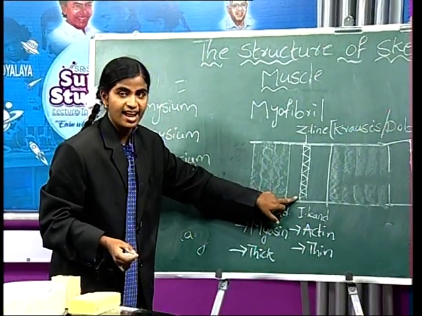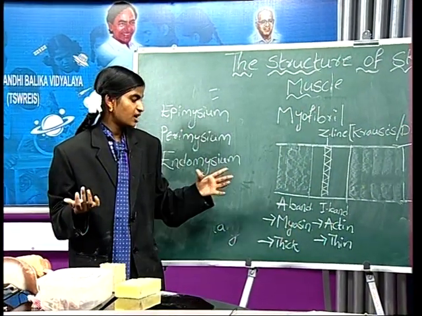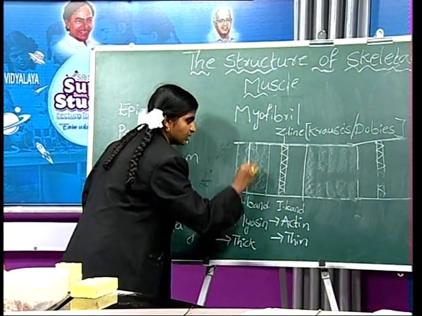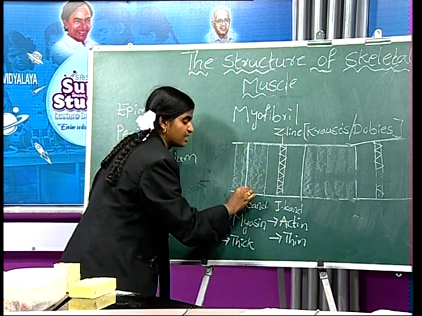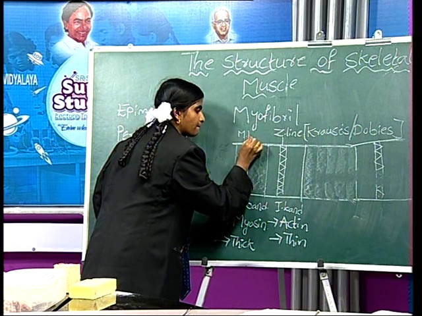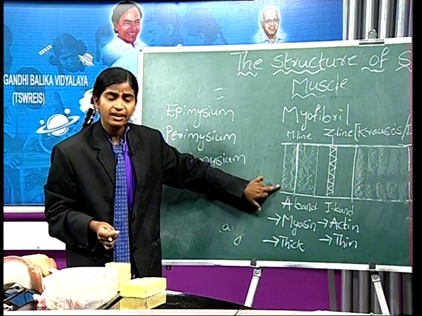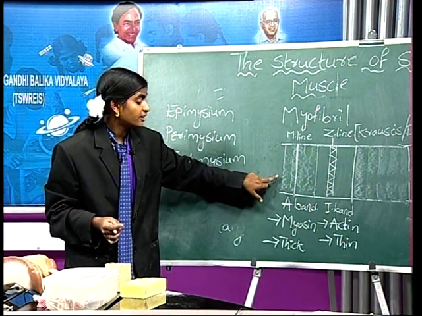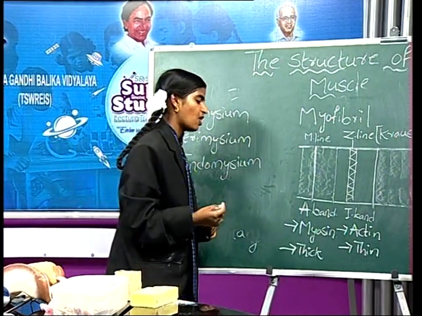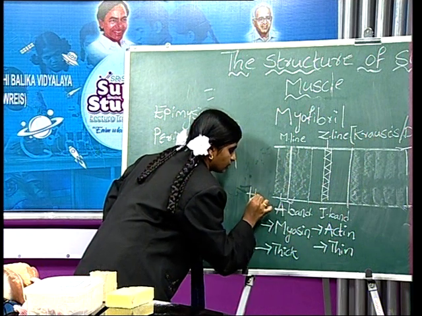Friends, this is the Z line, and the thick filament present in the A band is called the M line. You can observe here, this is a thick filament called the M line. In the A band, there is a region without thick filament. It is made up of a thin fibrous membrane. That region is called the H zone or H line.